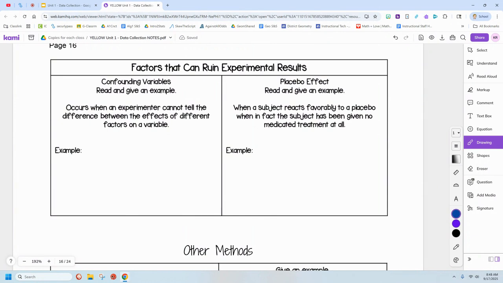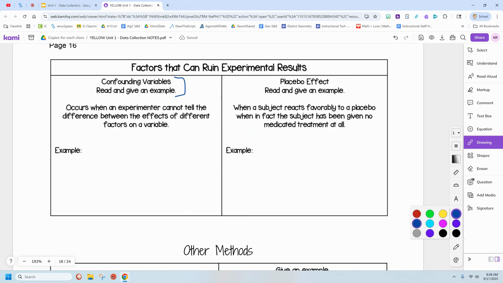And so experiments, some things that can ruin experiments. So once again, the idea of not necessarily a kind of an experiment, but you've done the experiment and you can't use your results because of the following things have occurred. So when we have an experiment, we might have those confounding variables. And so that occurs when an experiment cannot tell the difference between the effects of different factors on the variable.